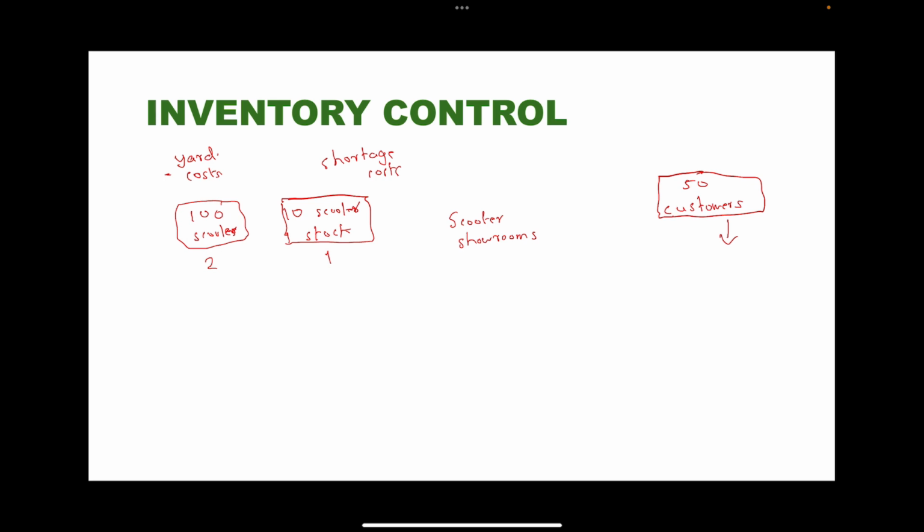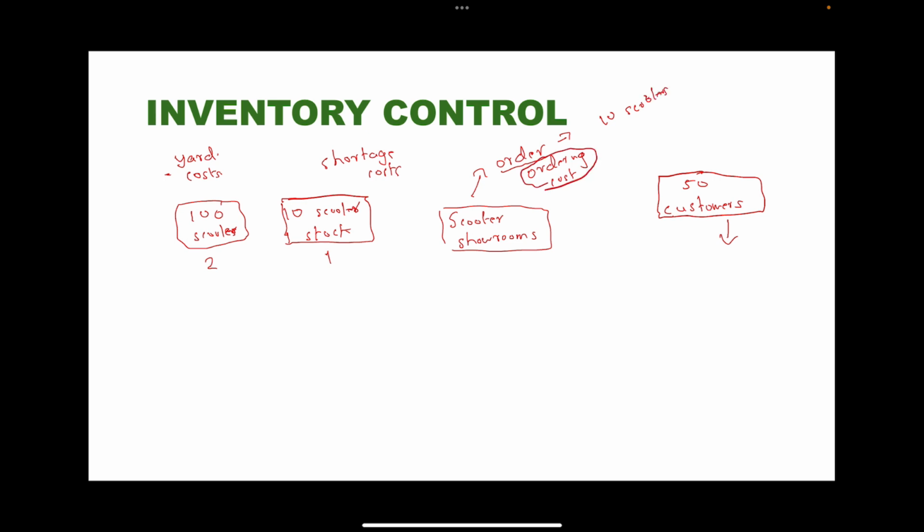And also, when you are low on stock, that means you have only a few scooters with you. So if 50 customers come, he will place an order for maybe 40 scooters from the manufacturer. That means each time you make an order, there is a cost associated with this. This is called ordering cost. That means if you are buying only maybe 10 scooters at a time, each time you make an order, you have an ordering cost.